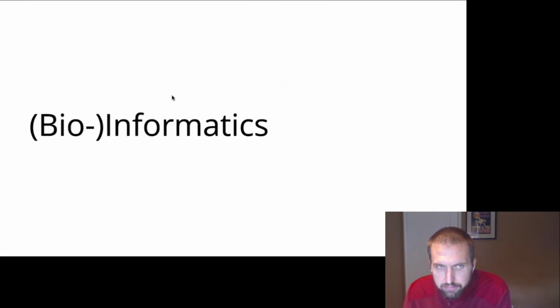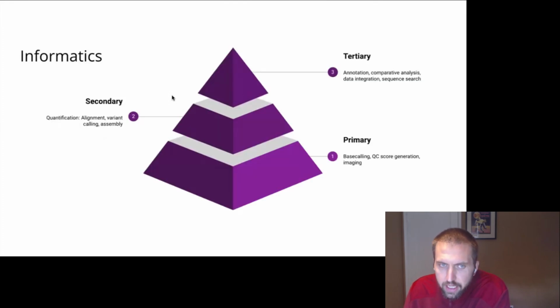I want to give a brief overview of bioinformatics data, and then we'll map it onto what it looks like as an actual database. So when you're doing informatics or bioinformatics, if you read the textbooks around it, you really break it out into three main phases: primary, secondary, and tertiary.